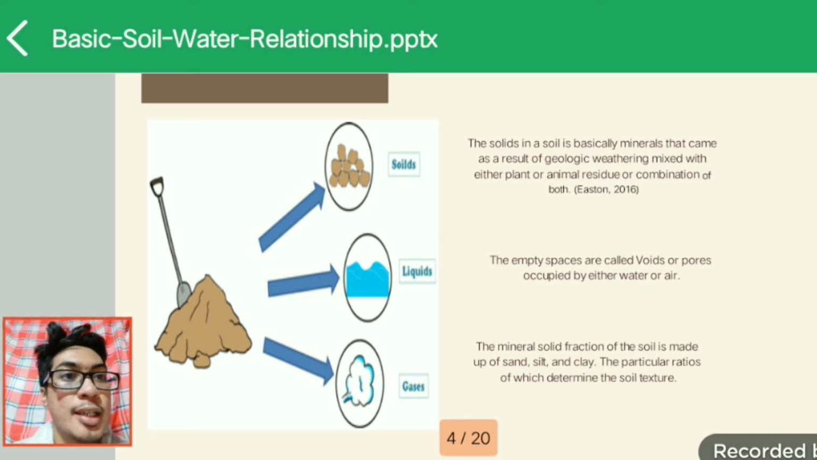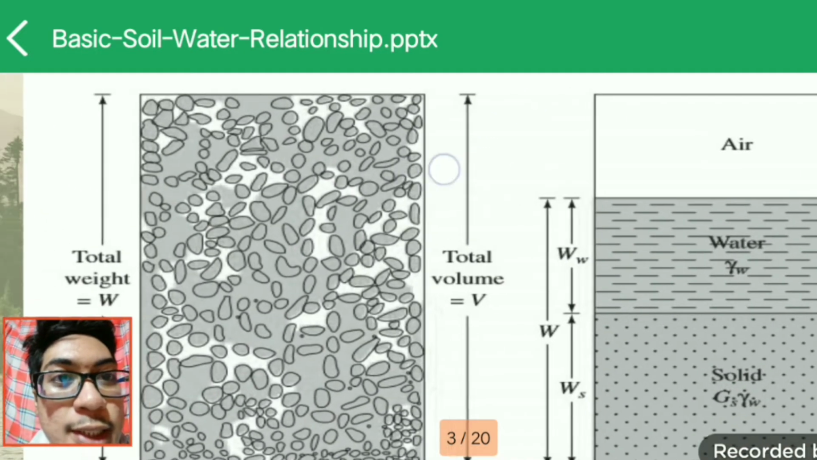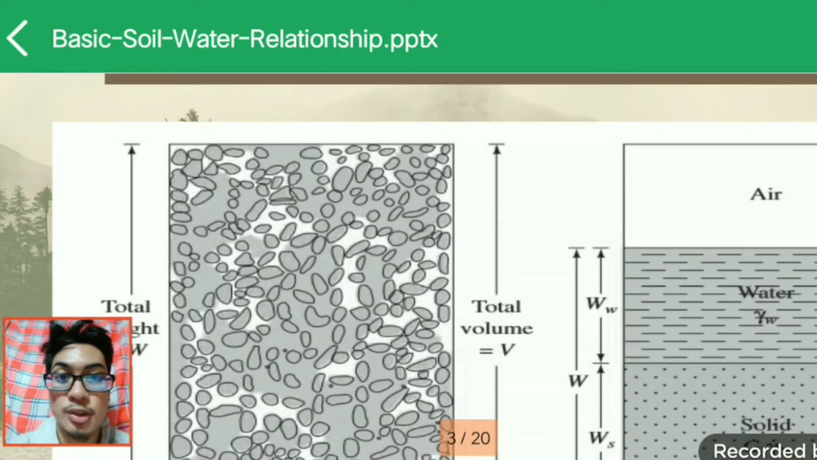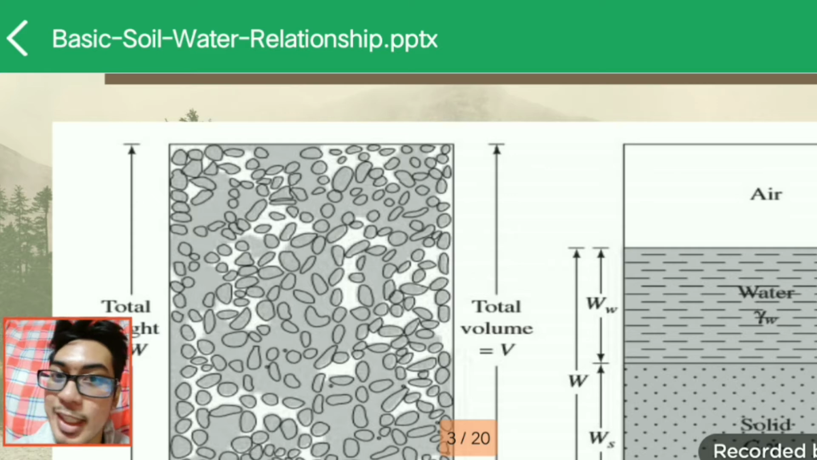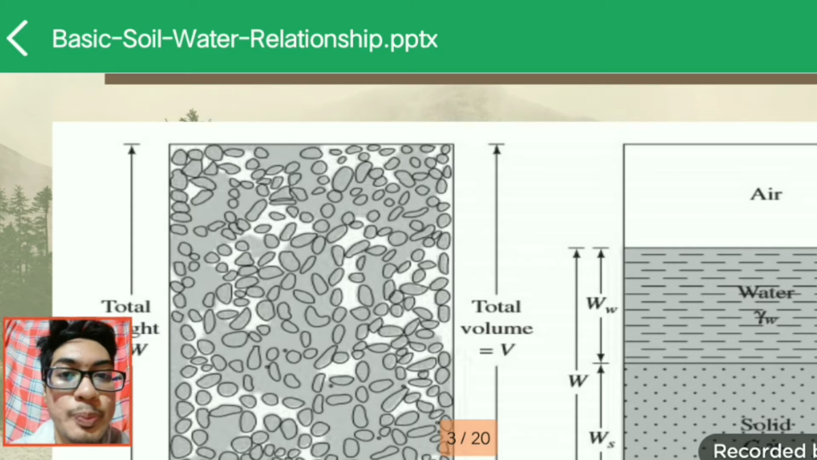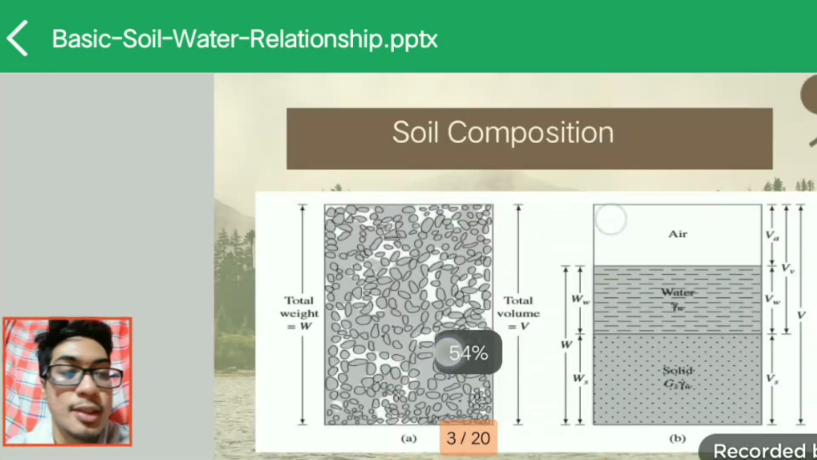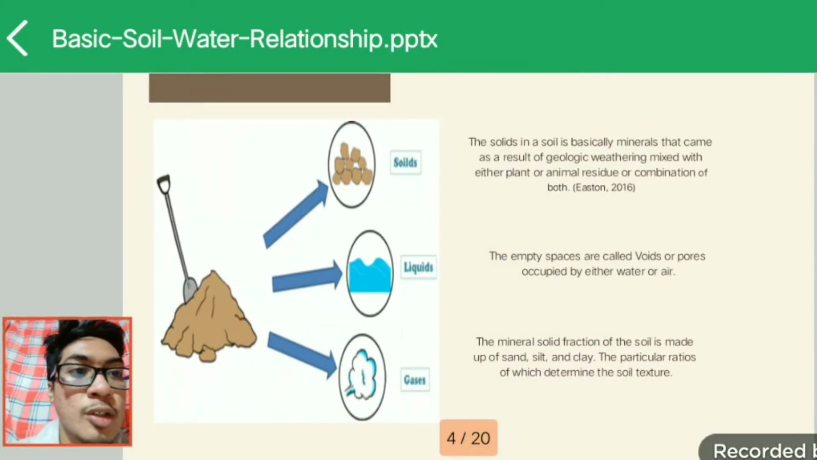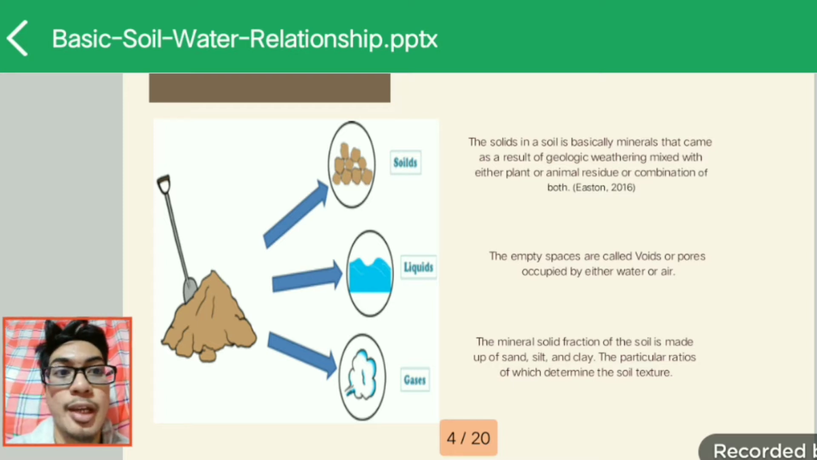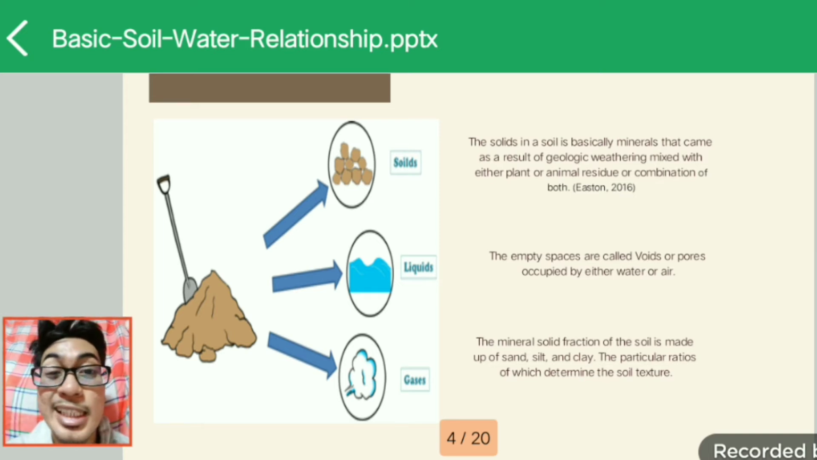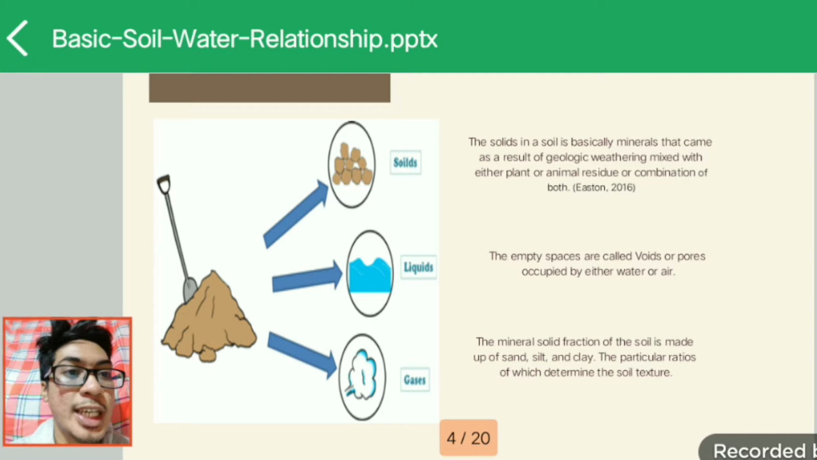And the empty spaces there are what they call pores or voids. These voids are mainly composed of water and air. The volume of that air or the volume of that water makes up the void. So the empty spaces are called voids or pores, occupied by either water or air. The mineral solid fraction of the soil is made up of sand, silt, and clay, and the particular ratios of these determine the soil texture.